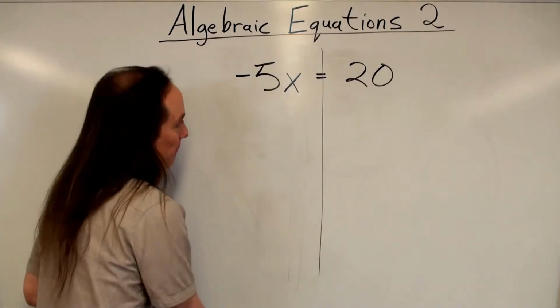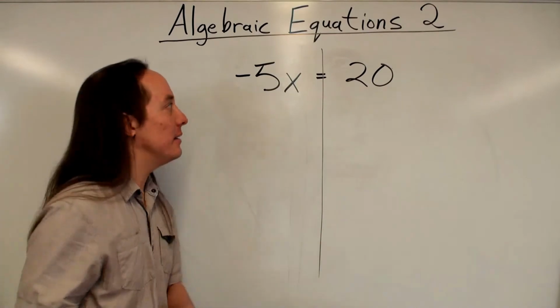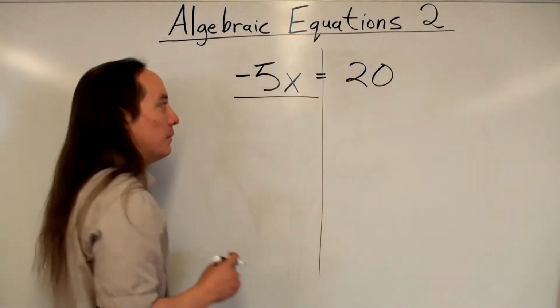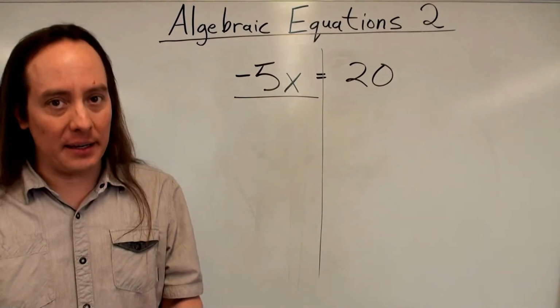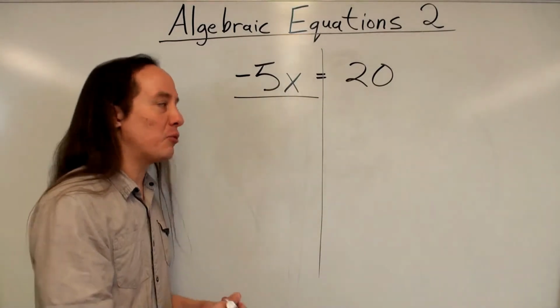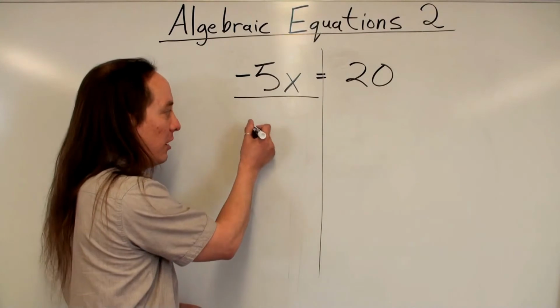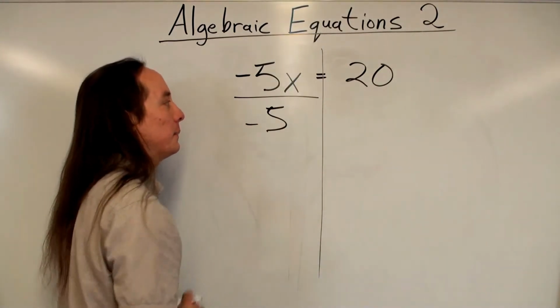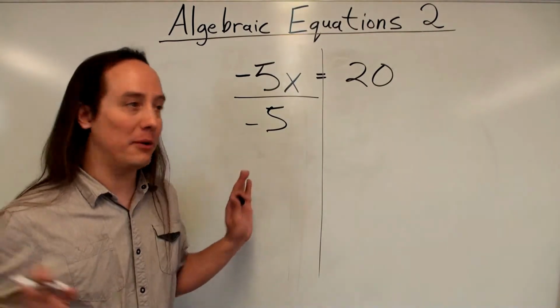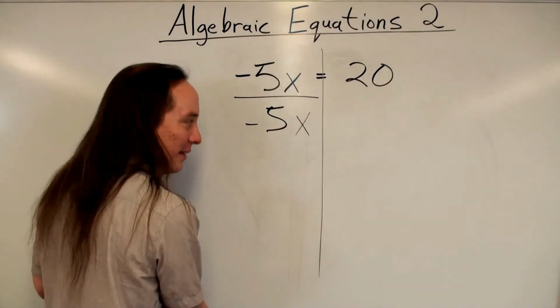So let's get on with it. I know that I need to divide, so I'll use my fraction bar. I want to divide by the same number and the same sign that I'm trying to eliminate. I'm trying to eliminate a minus 5, so I'm trying to eliminate a negative, and I'm trying to eliminate a 5. I'm going to leave the x there. Remember, don't put the x here. You don't want to get rid of the x.